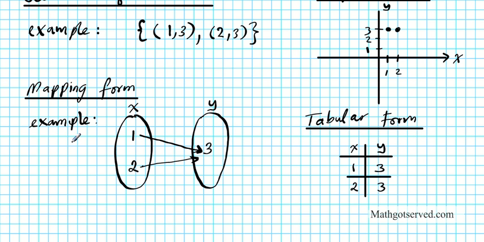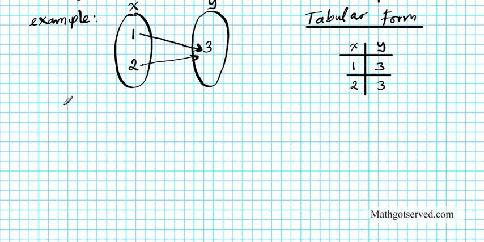So another thing to note when looking at a relation is the whole idea of domain and range, okay? So domain, okay, let me change this. The domain of a relation is not really complicated. The domain is basically the set of x values. Okay?